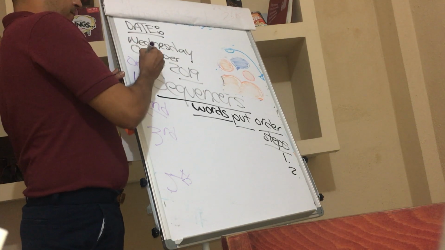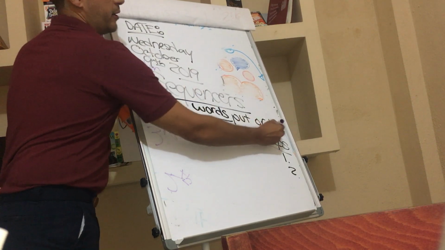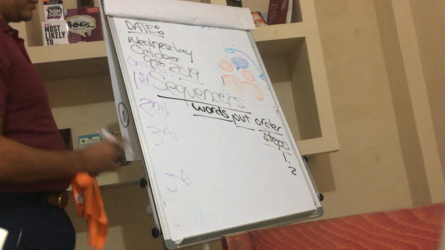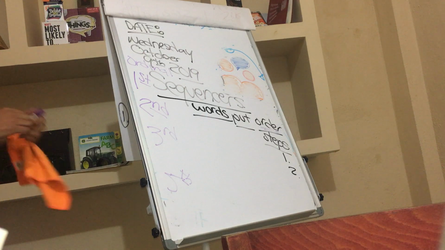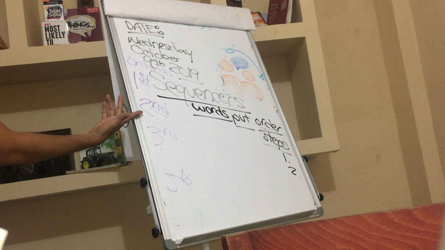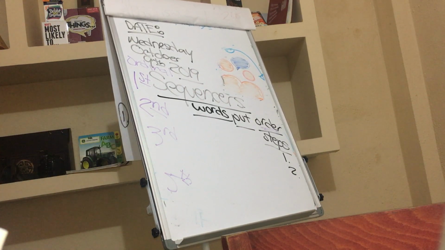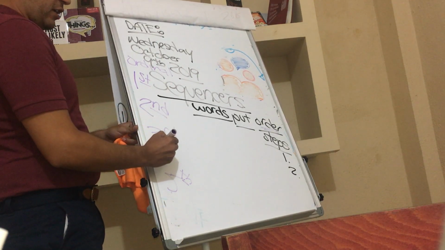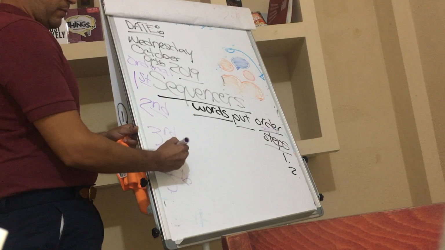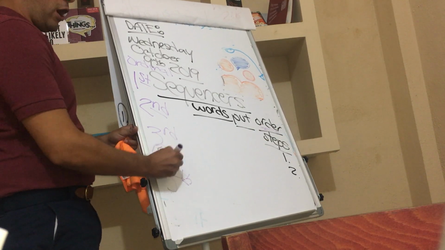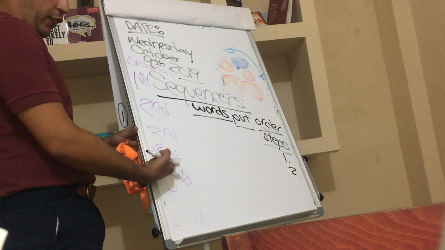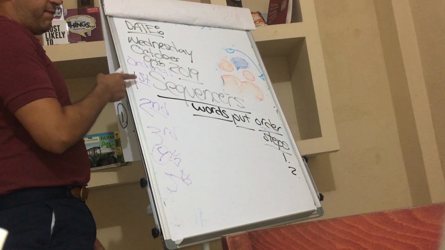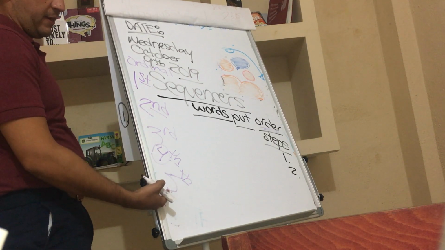Ordinal, for order. Ordinal numbers. Repeat: first, second, third. I skip fourth because it's like most of them. Four. Nine. But first, second, third, fifth are different.